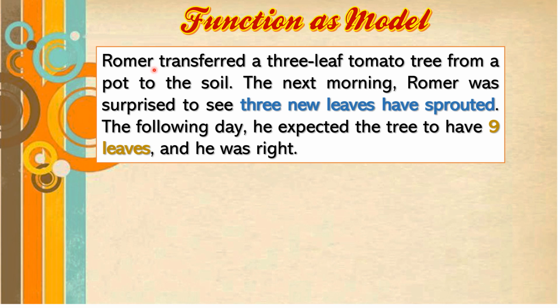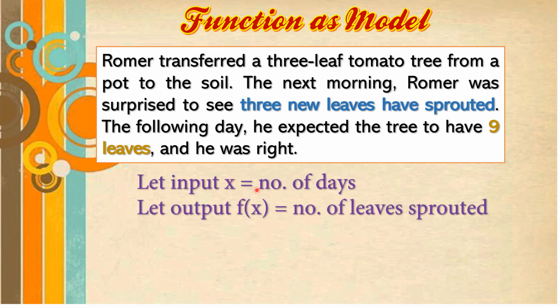Next problem. Romer transferred a 3-leaf tomato tree from a pot to the soil. The next morning, Romer was surprised to see 3 new leaves have sprouted. The following day, he expected the tree to have 9 leaves, and he was right. So now let's identify the input and the output. Therefore, the input here would be the number of days and the output would be the number of leaves sprouted, since the number of leaves sprouted depends on the number of days being passed.